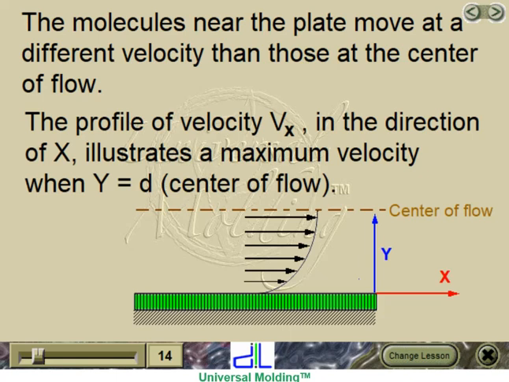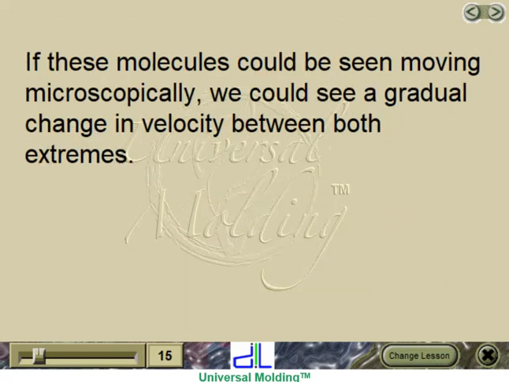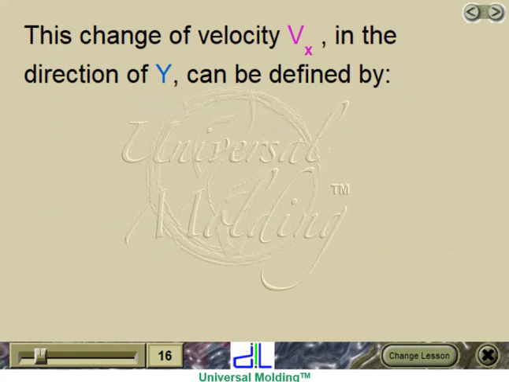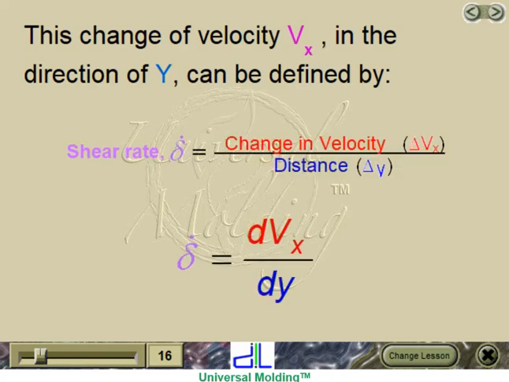The profile of velocity v sub x, in the direction of x, illustrates a maximum velocity when y equals d, center of flow. If these molecules could be seen moving microscopically, we could see a gradual change in velocity between both extremes. This gradient of velocity in the vertical direction can be defined as shear rate. This change of velocity v sub x in the direction of y can be defined by shear rate equals change in velocity, delta v sub x, divided by distance, delta y.